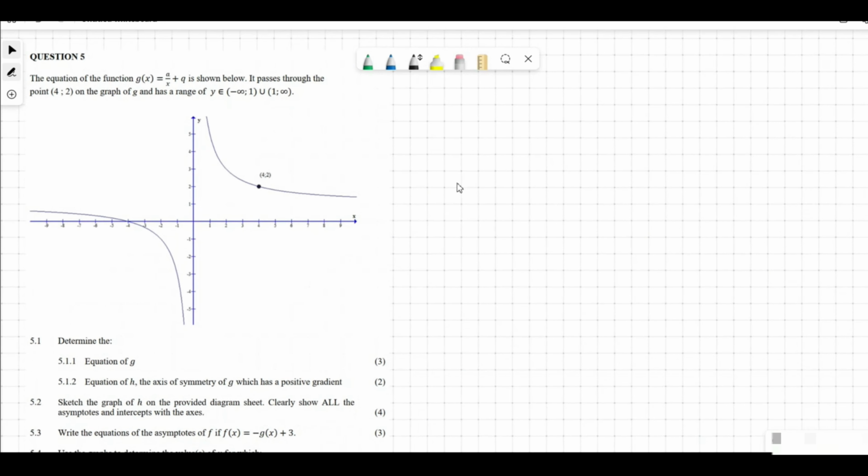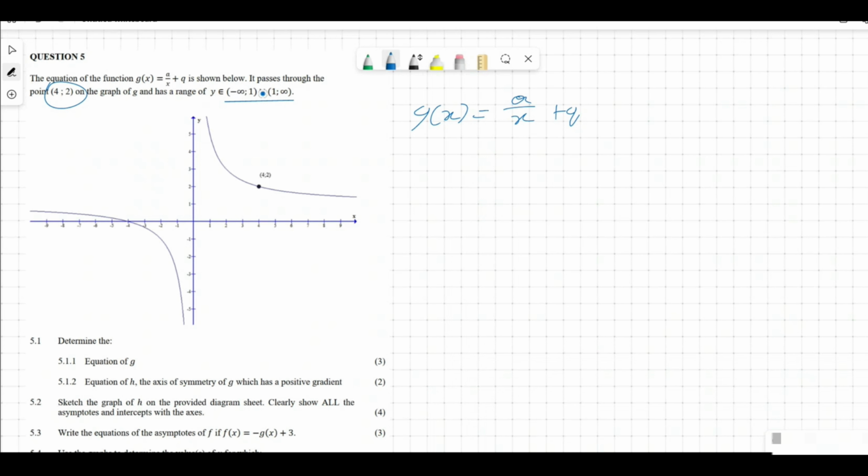is it visible? Okay, the equation of the function g of x, which is equal to a over x plus q, is shown below. It passes through the point, so this equation passes through this point, and the graph has a range of, look at this range. Are you with me? Yes. So what we see here on this range is that the value of y cannot be 1.